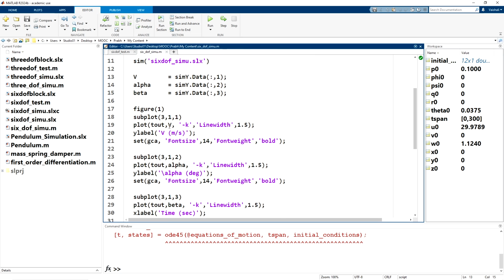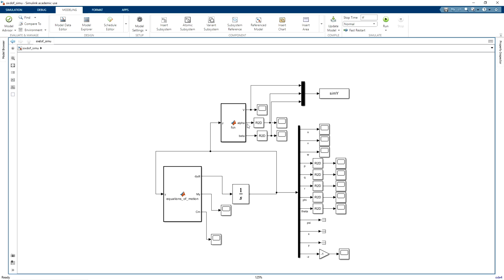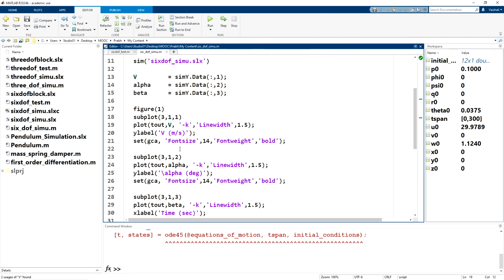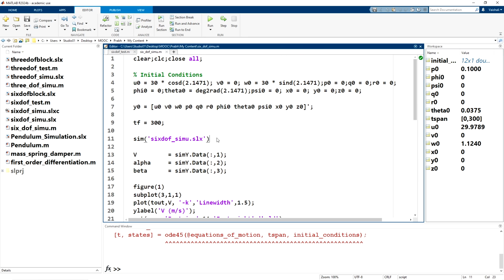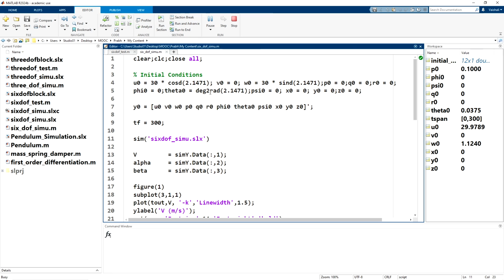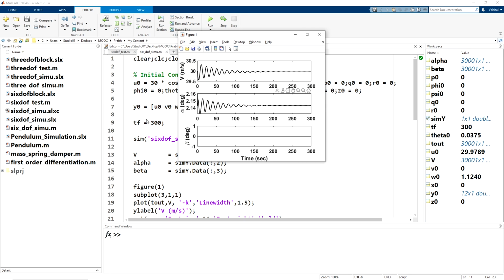Figure 1 I plotted with v, alpha, and beta. So here alpha I have already converted to degrees, beta I have already converted to degrees, hence I have not written here alpha into 180 by pi. So this is in the subplot we have t comma v, then alpha and beta. All right. So now we are ready to run this code. Let us see, are we getting similar results or not? Yes. So indeed we are getting similar results.